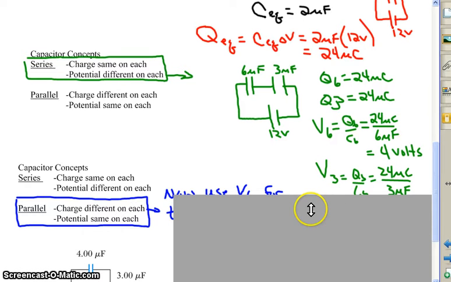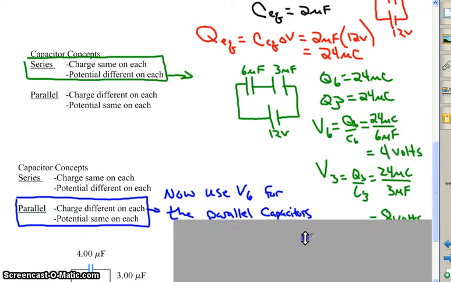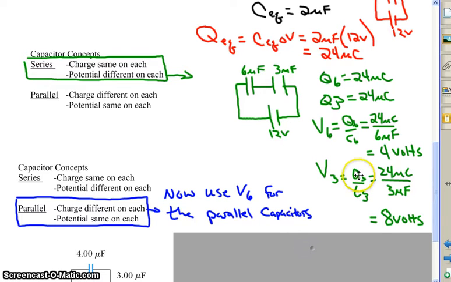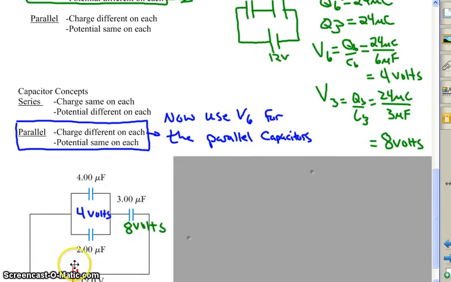And we would know that to get 12 volts, we're going to have 8 volts on the other one, or you can do the calculation across the 3 microfarad capacitor: 24 over 3 would give you the 8 volts. So we're almost there. We've fully analyzed the 3 microfarad capacitor, which was in our original circuit. But now we've got to break the 6 microfarad one back to its original capacitors, the 4 microfarad and the 2 microfarad one.